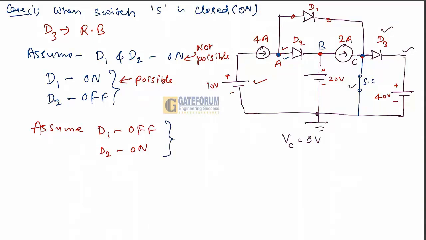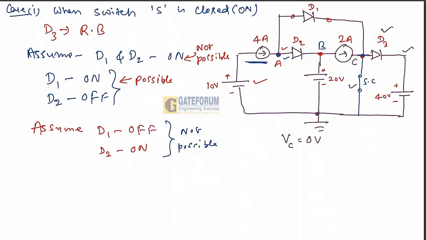In this case, if we assume D1 is off, then D2 is not on, so this is also not possible. So what is this indicating? Both cannot be off at the same time, because if both were off, then where would this 4 ampere of current go? So both cannot be off at the same time, and the other possibilities I have already explained.